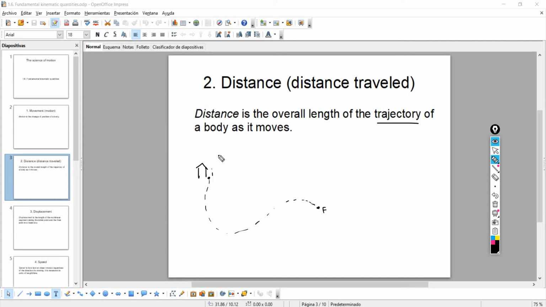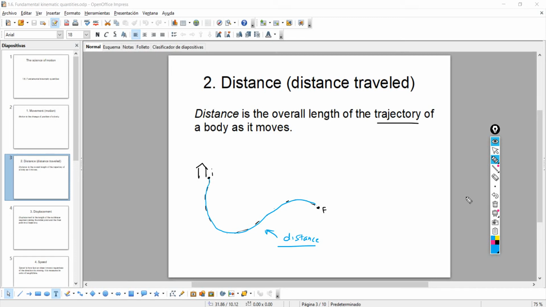Okay, so what is the distance traveled of this dog? It's basically all this length. This is the trajectory, and if you were able to actually measure all of this length of the trajectory, then that would be the distance traveled. And as you may suppose by now, this distance is measured in units of length. For example, meters or kilometers or centimeters, whatever. Okay, so that is the distance, guys. It's just the length of the trajectory of a body as it moves.